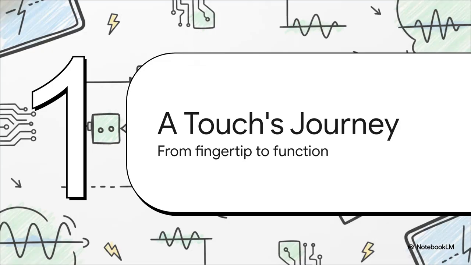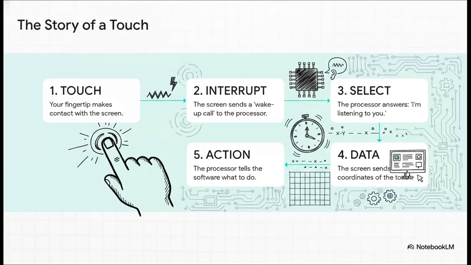Okay, we have our map, we know the key vocabulary, and we have the rules of grammar for the conversation. So now, let's put it all together. Let's follow the complete journey of a single, simple tap. So check it out. It's this precise five-step dance.